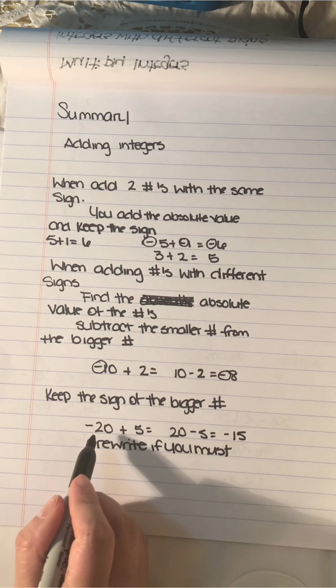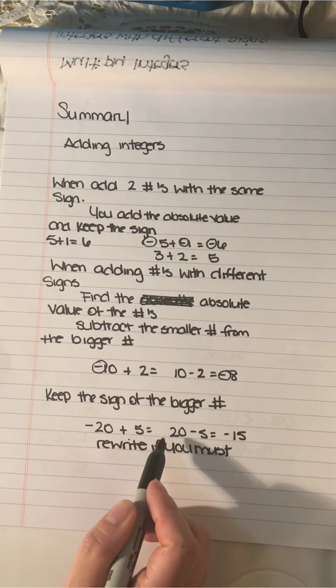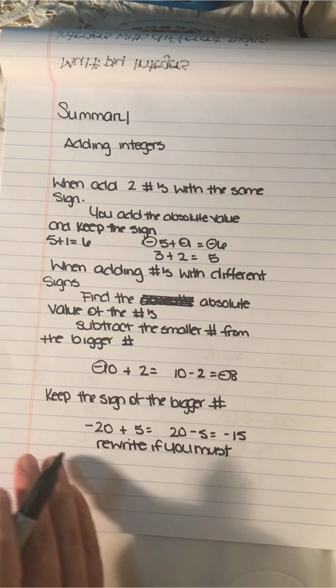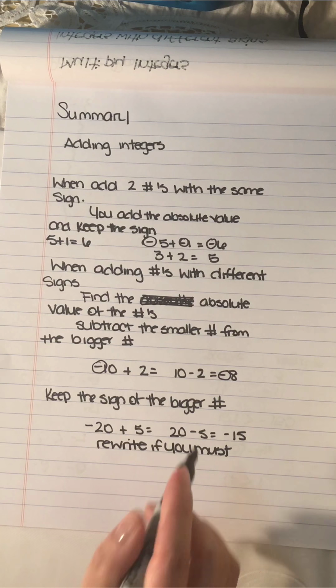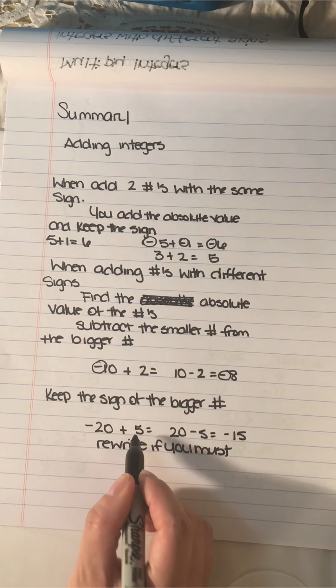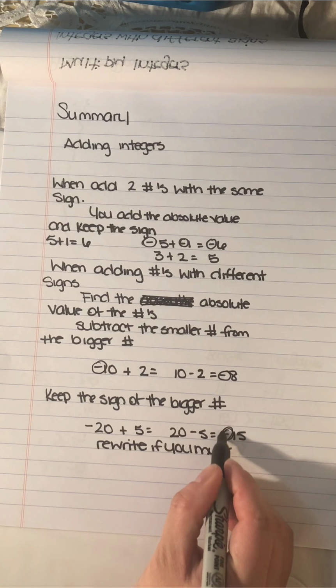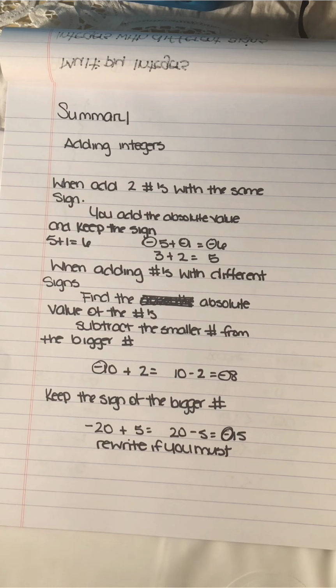Again, let's try this. -20 plus 5. Well, we know the absolute value of -20 is 20. And remember, we turn it into a subtraction. 20 minus 5, because 5 is the smaller number, it's 15, and the sign is negative, so -15. Remember, don't forget the sign.